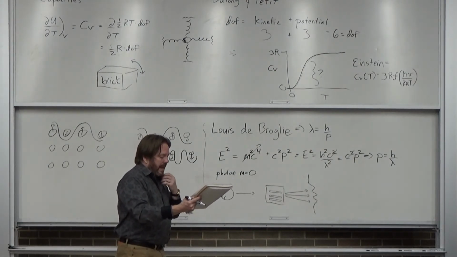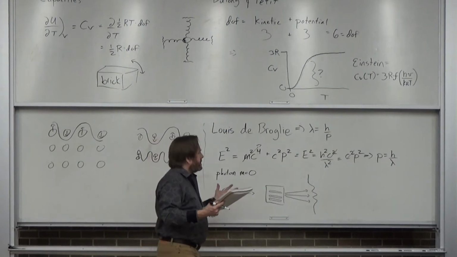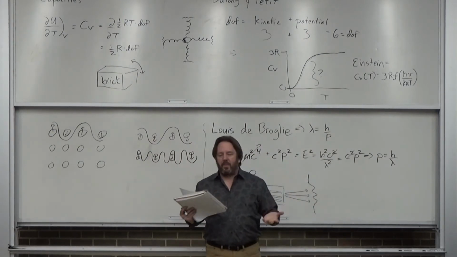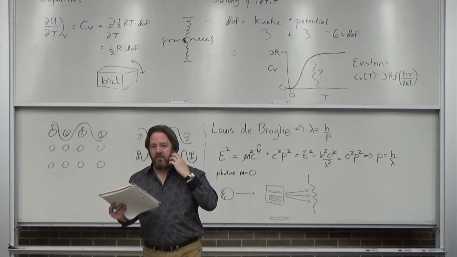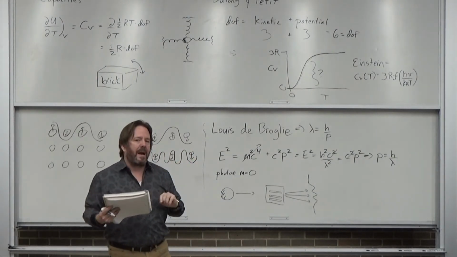Okay, so here's the deal. De Broglie comes up with this: matter has a wave. Now this is rolling around Schrodinger's head, Erwin Schrodinger. Also a guy named Heisenberg.